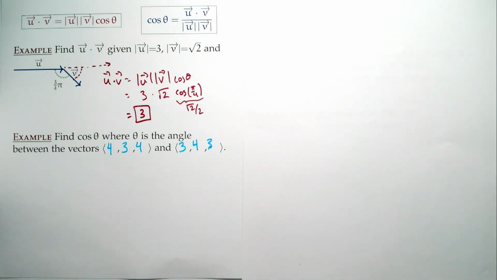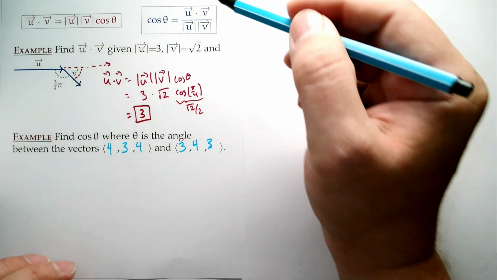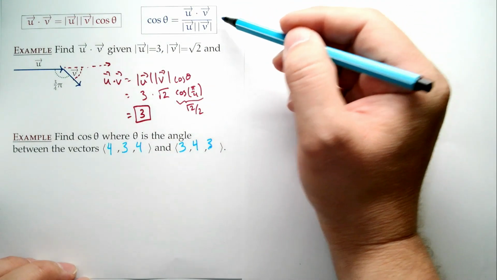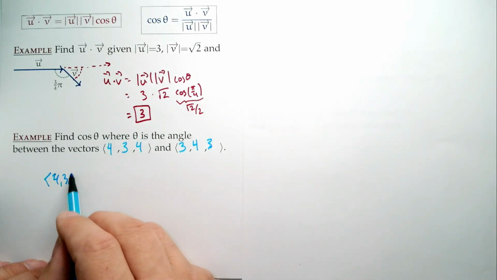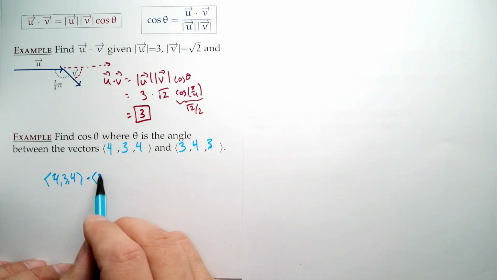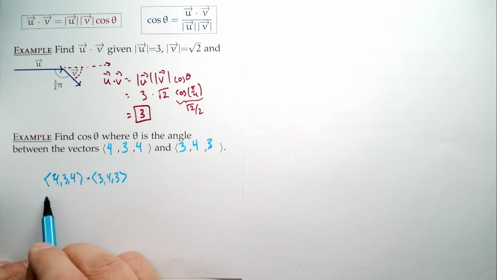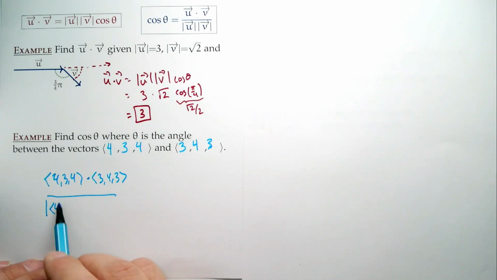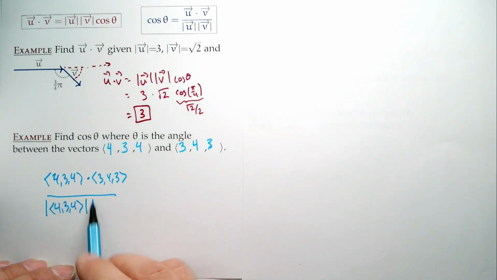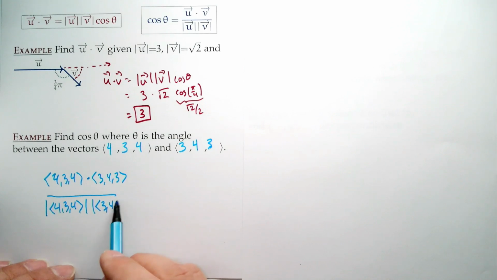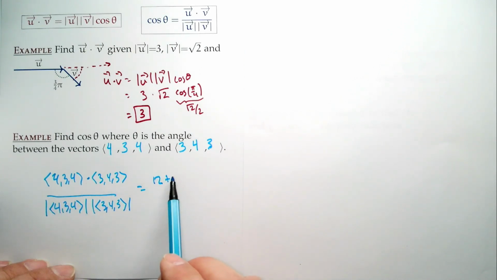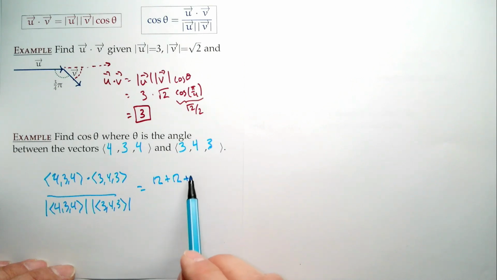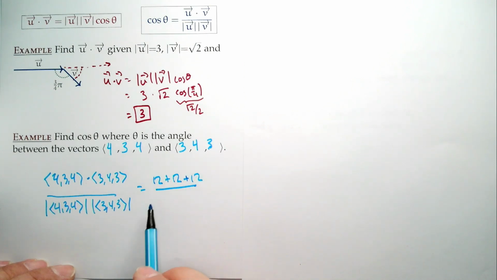Now, let's see what we get. So what's the rule? If I'm looking for cosine theta, I use this variation. So we're going to take u dot v, (4, 3, 4) dot (3, 4, 3), divide by the magnitude of (4, 3, 4) and the magnitude of (3, 4, 3). Okay. Upstairs, well, 12, that's 4 times 3, plus 12, that's 3 times 4, plus 12, all right. Downstairs, we're going to get 2 square roots.